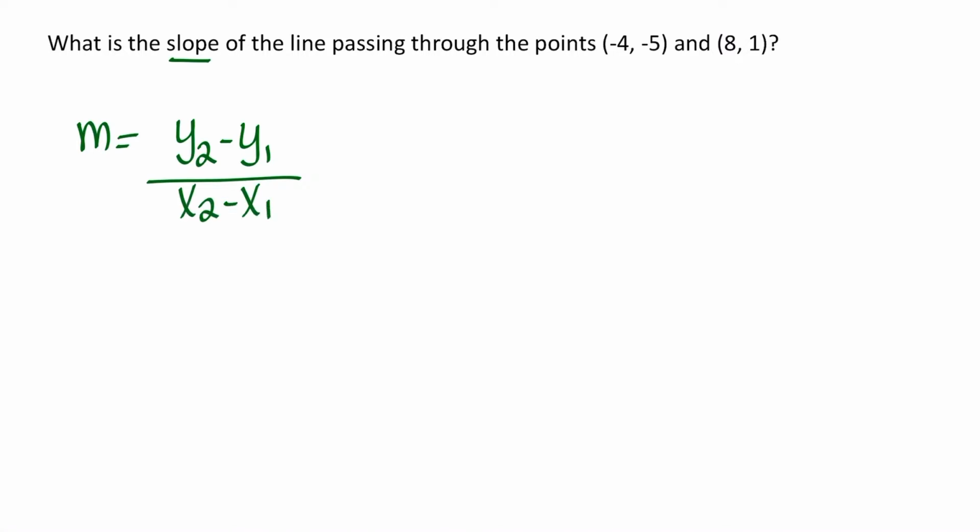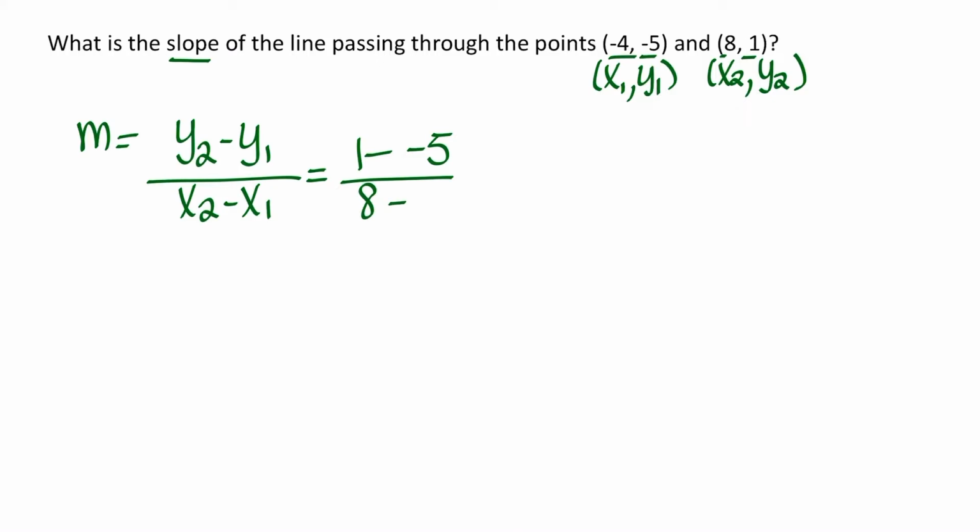So let's label our points, because remember, we need to do that in order to figure out what to plug into the formula. The first point, I'm going to call x1, y1, and the second point I'm going to call x2, y2. So let's plug into the formula. Instead of y2, I have 1 minus y1, which is -5, over x2, which is 8, minus x1, which is -4. When I simplify this, I have 1 minus -5, which becomes plus, so 1 plus 5, which is 6, over 8 minus -4, which becomes plus, so 8 plus 4 is 12.